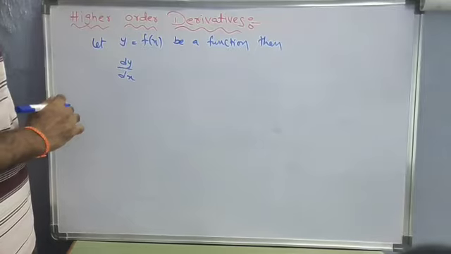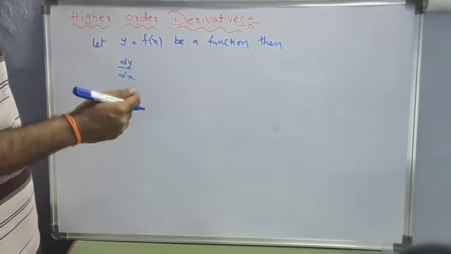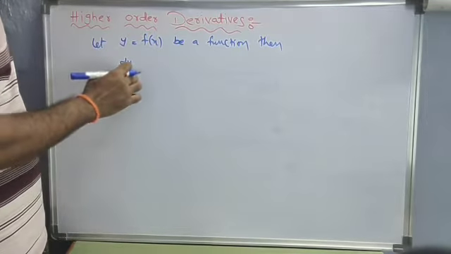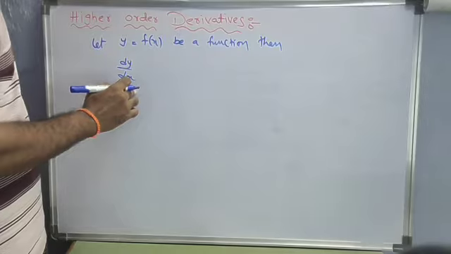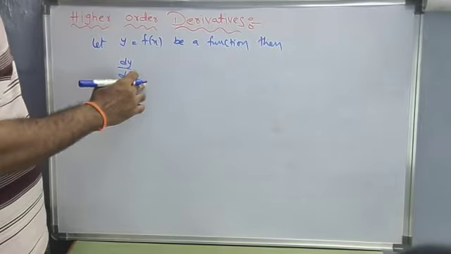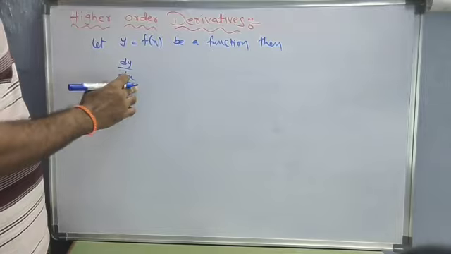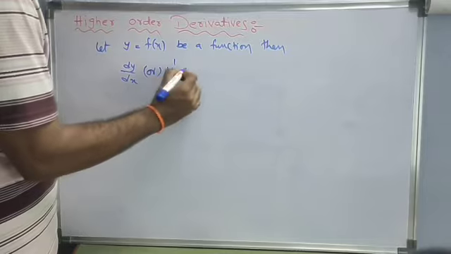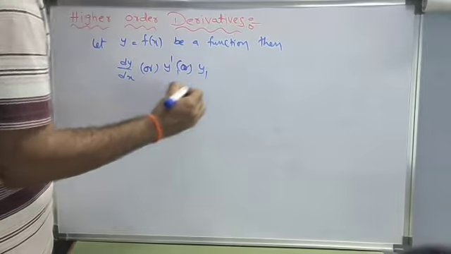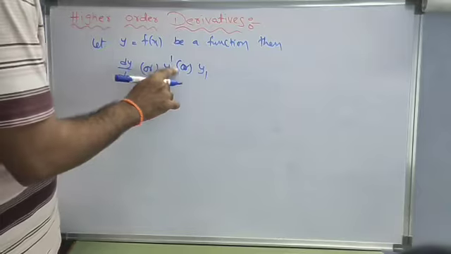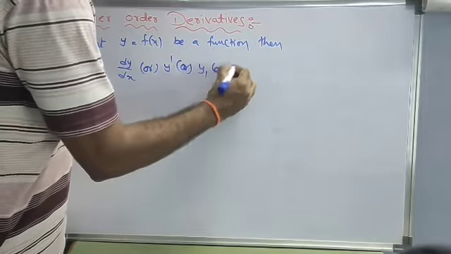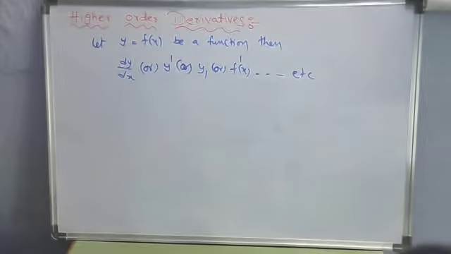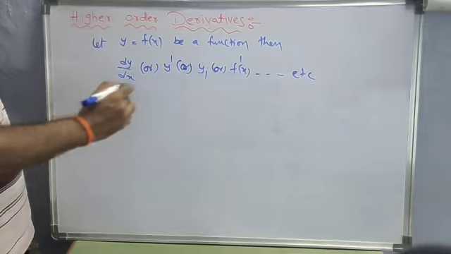So we define the differentiation of this function as the first derivative, dy by dx, or y dash. Some persons take y1 to mean the first derivative, or f dash of x, etc. The first derivative is denoted like this.